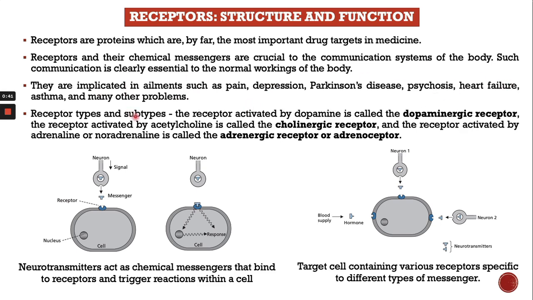So receptors are identified by the specific neurotransmitter or hormone which activates them. Thus, a receptor activated by dopamine is called a dopaminergic receptor. The receptor activated by acetylcholine is called a cholinergic receptor, and the receptor activated by adrenaline or noradrenaline is called an adrenergic receptor.